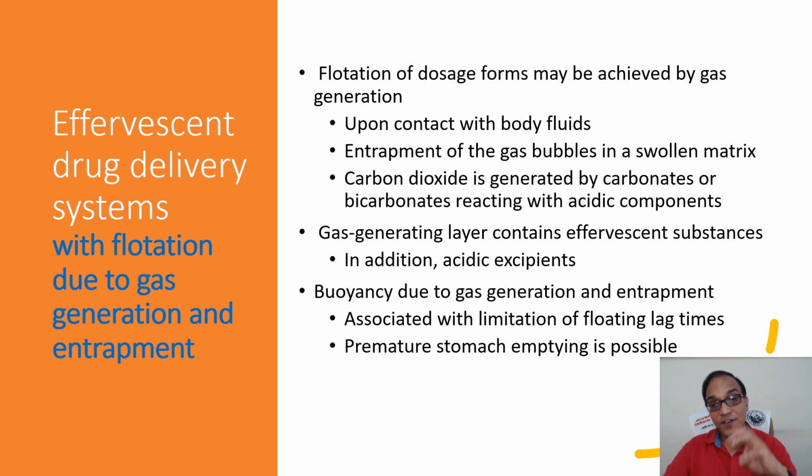Now moving to the effervescent drug delivery system with flotation due to gas generation and entrapment. Flotation of dosage forms may be achieved by gas generation here. Upon contact with body fluids, there is entrapment of a gas bubble in a swollen matrix. Carbon dioxide is generated in CO2 generating systems, carbonates or bicarbonates reacting with acidic components, and then they keep on floating. Gas generating layers contain effervescent substances. In addition, acidic excipients may be added. Buoyancy due to gas generation and entrapment is achieved.